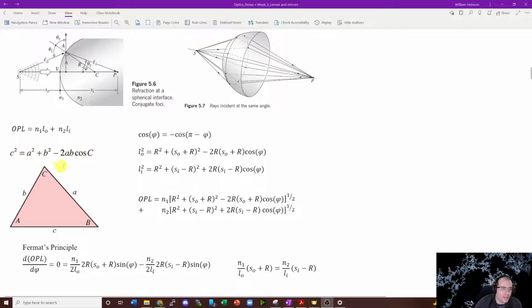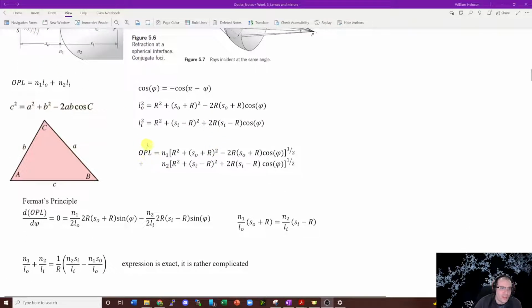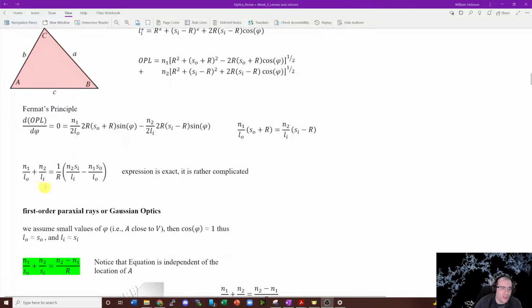And we used the law of cosines to find the length of this one and this one given these triangles. We found the optical path. We minimized that optical path using Fermat's principle, and we got this expression here.